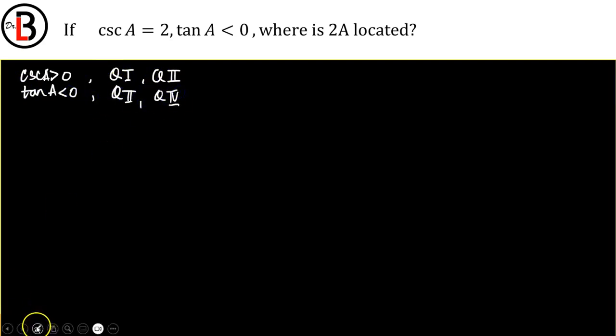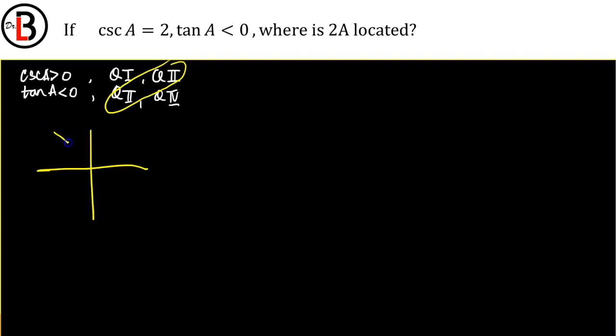Now in here, if cosecant of A is equal to 2, tangent of A is less than 0. So when is cosecant greater than 0? That is in the first and the second quadrant. Tangent of A is less than 0 in the second and the fourth quadrants. So since the second quadrant repeated, that means angle A can be found in the second quadrant.